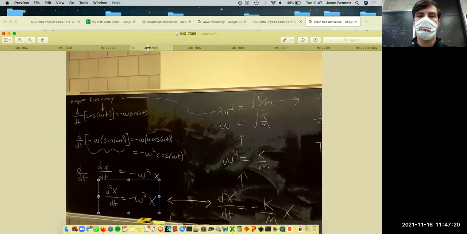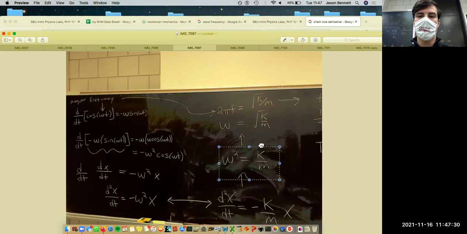So if I compare that to what I had on the last page, I can make the identification that this is the angular frequency squared. If I compare this equation and this equation, that must be the case. Omega squared is equal to this quantity right here, k over m. This is one of the most important equations of harmonic oscillators, which is what we're working with today, simple harmonic motion.